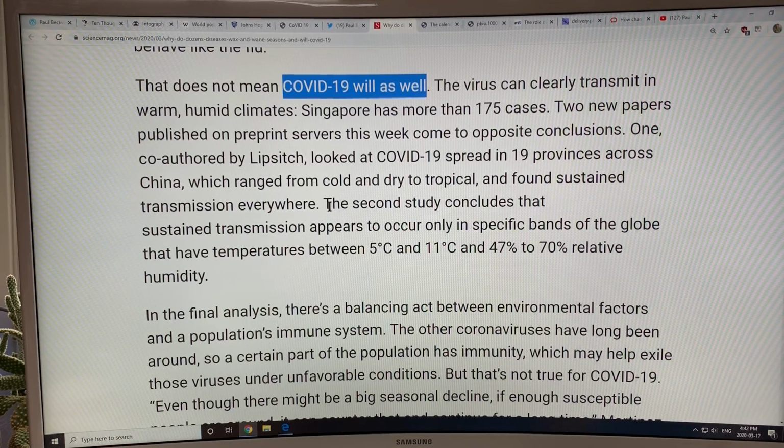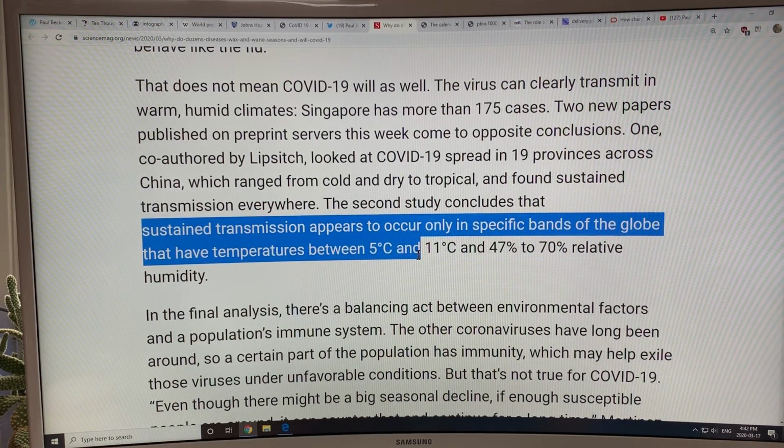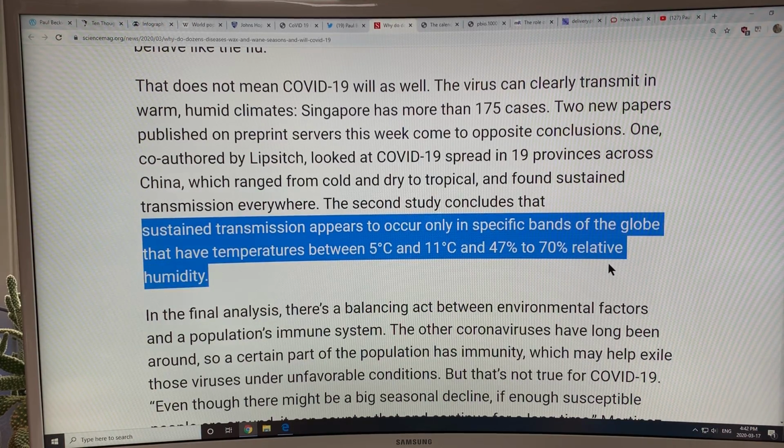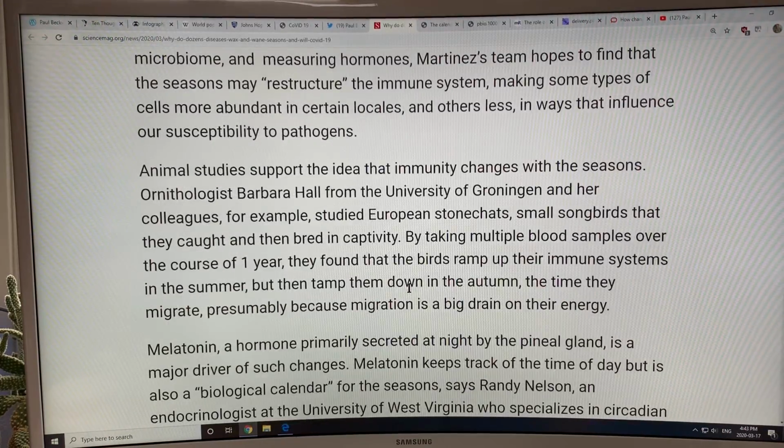But there is a study that argues that the sustained transmission of COVID appears to occur only in specific bands of the globe that have temperatures between 5 and 11 Celsius and 47 to 70% relative humidity. But let's have a look at what some of those studies show.